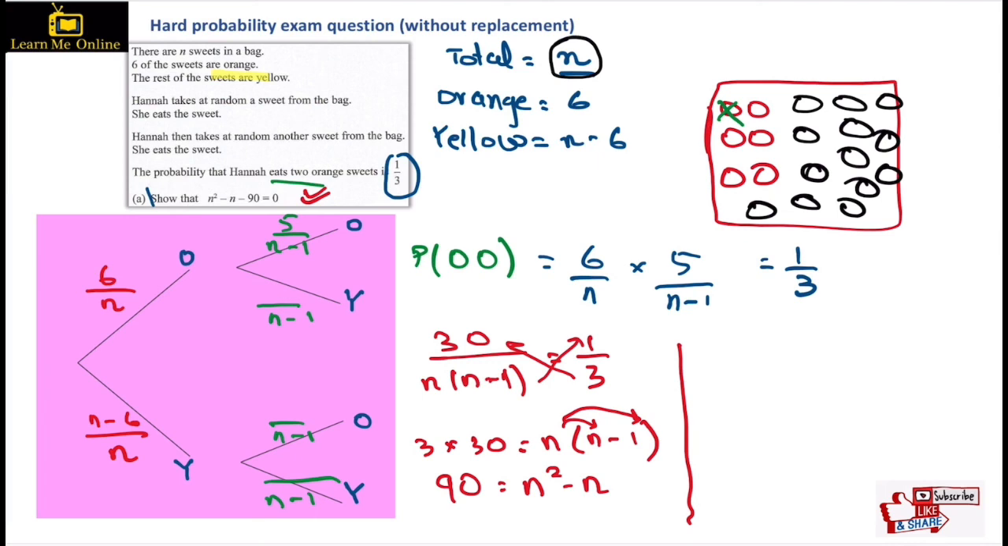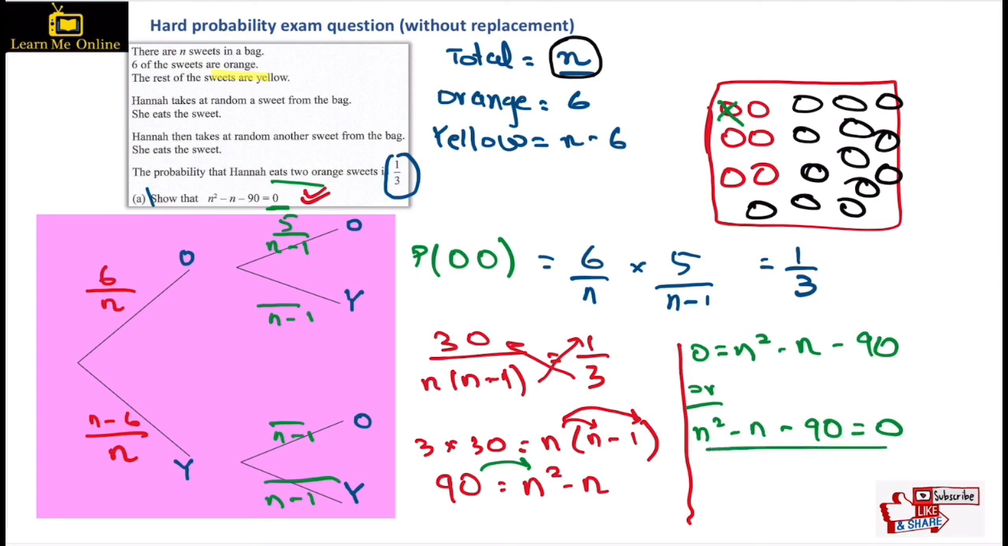You do the next step by taking everything to one side, because one side needs to be equal to 0. So you take the 90 to the other side, and you have 0 equals n squared minus n. The inverse of plus 90 is minus 90. Or you can rewrite this in the form n squared minus n minus 90 equals 0. And this is what we are looking for, so we have shown that.